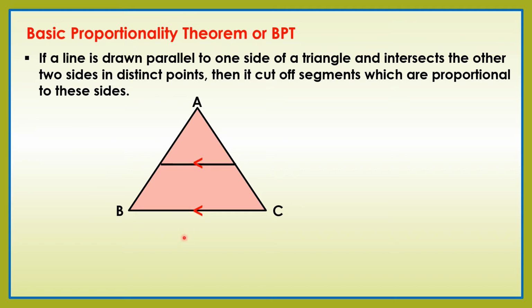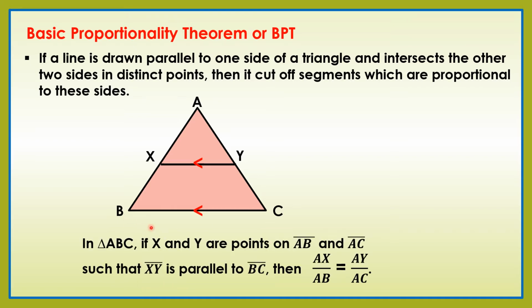Let us name this triangle ABC. Segment XY is the line parallel to the other side, which is segment BC. In this triangle ABC, if X and Y are points on segment AB and segment AC, such that segment XY is parallel to segment BC, then we can say that AX over AB is equal to AY over AC.